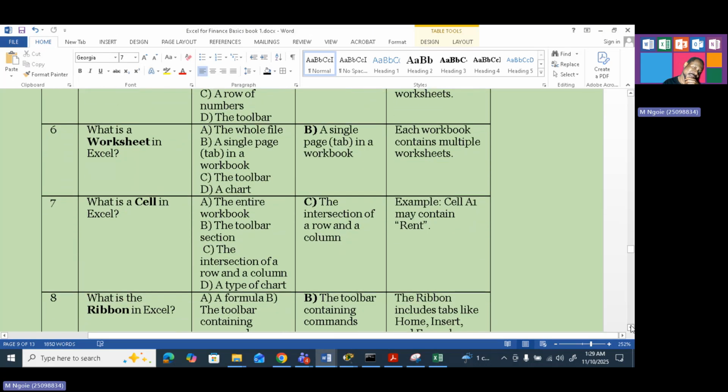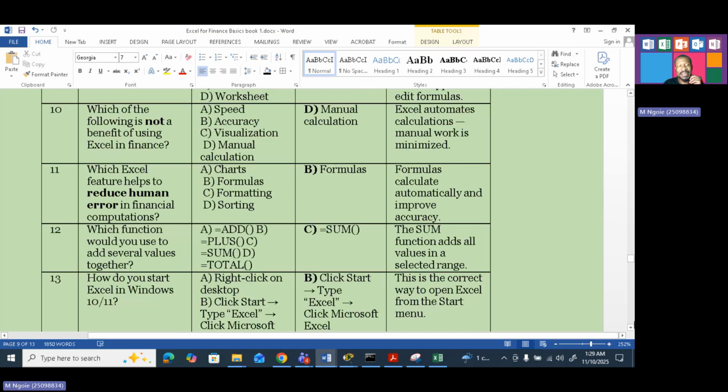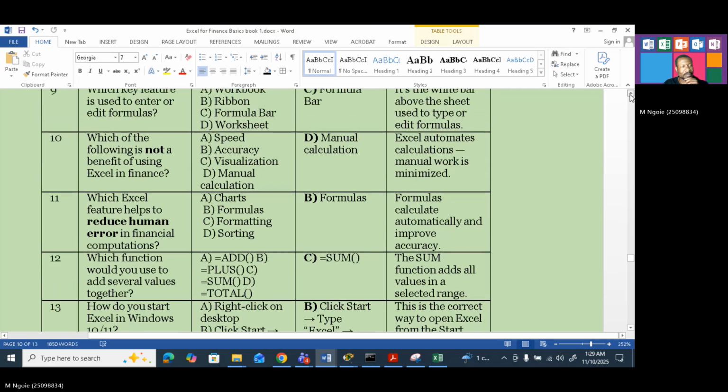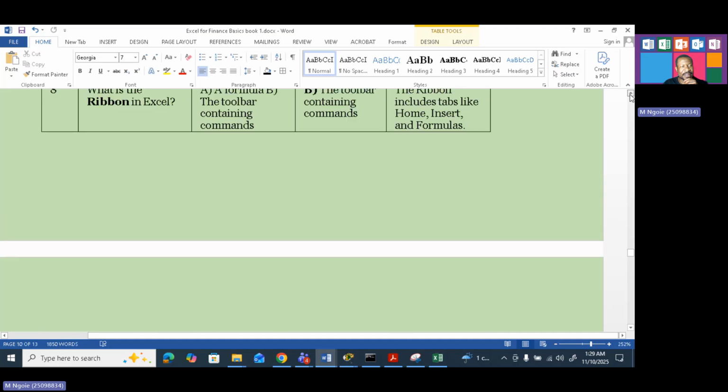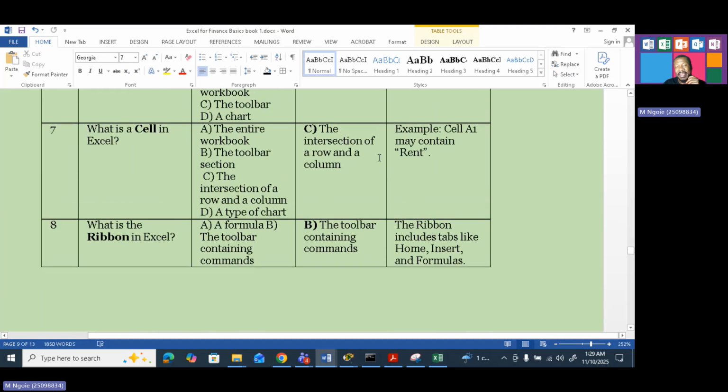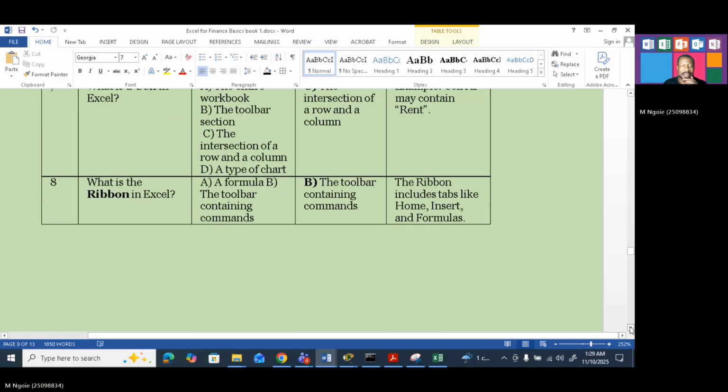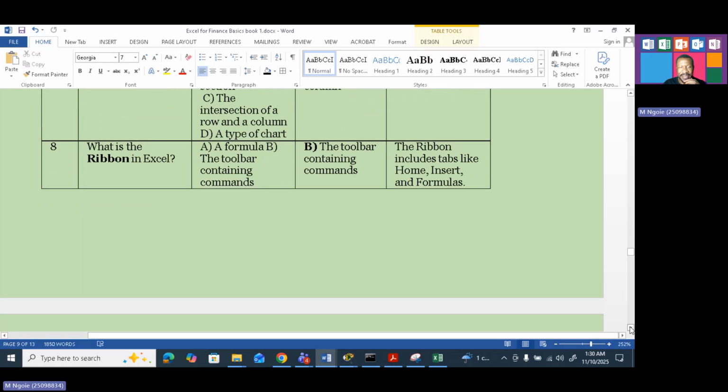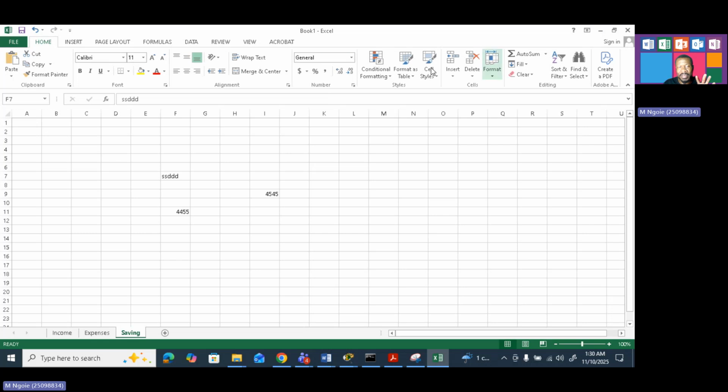Question number 6. What is a worksheet in Excel? This is a single page in a workbook. Number 7. What is a cell? The intersection of a row and a column. We call it a cell. Number 8. What is a ribbon in Excel? This is the toolbar containing commands. This toolbar that will have those commands, we call it a ribbon. This one here.